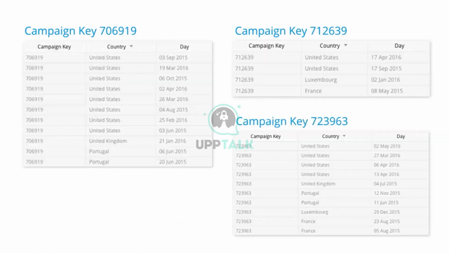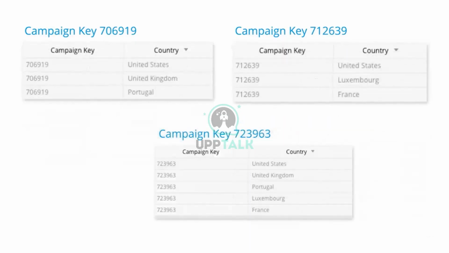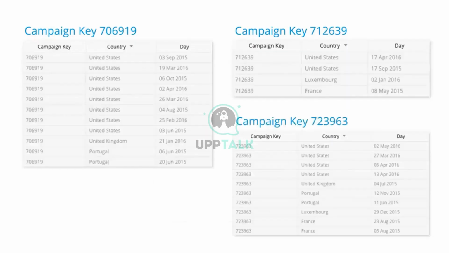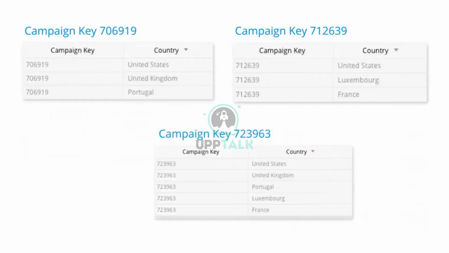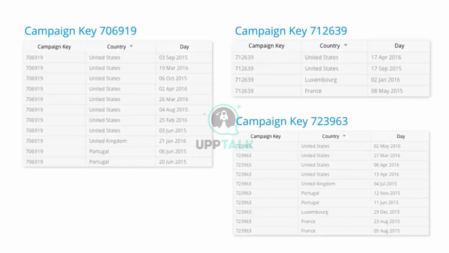And when we do that, let's look at the first box, campaign key 76919, and it has 3 countries. What we expect is 3 countries coming on. Let's look at the second one, campaign key 712639. It has 3 countries. It is showing the 3 countries that are present there, and likewise the campaign key over there.